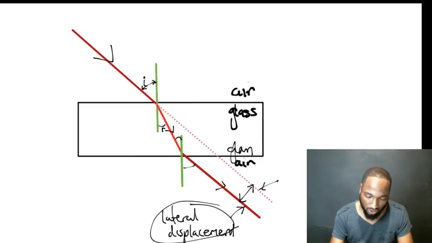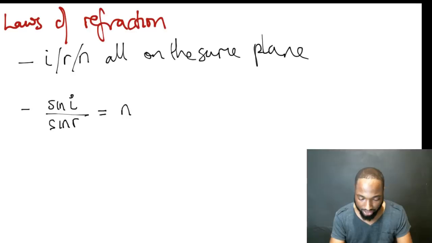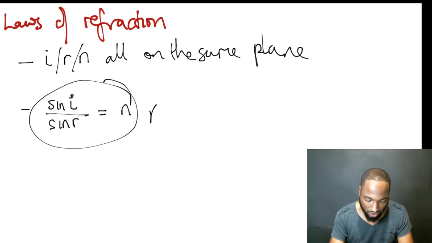We mentioned this is called lateral displacement. I see that in a past paper already. Laws of refraction: incident ray, refracted ray and normal, all on the same plane. Sin I over sin R is equal to n. This is, by the way, called Snell's law.